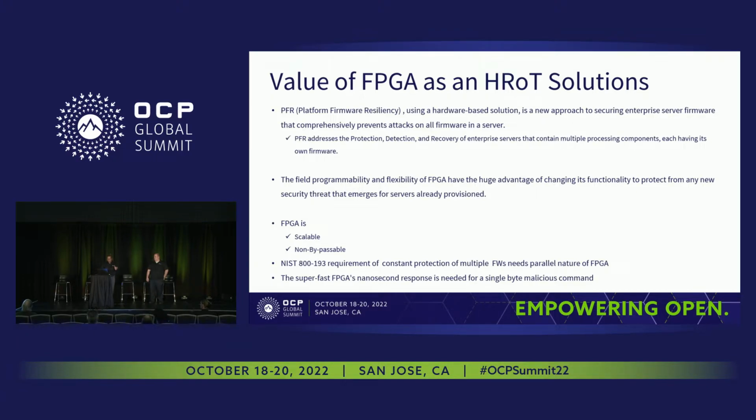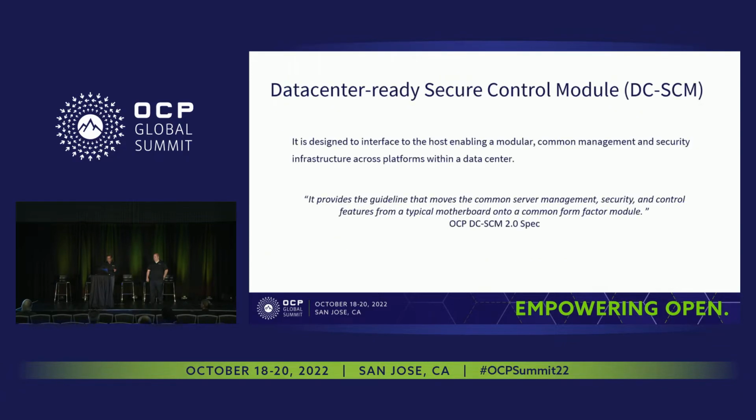So we are saying that we need to look at that FPGA as well. And if you look at even NIST 800-193, they are also talking about how this parallelism is needed to protect multiple firmwares. You don't know where the attack is going to come from. And obviously, the nanosecond response is needed for this as well.